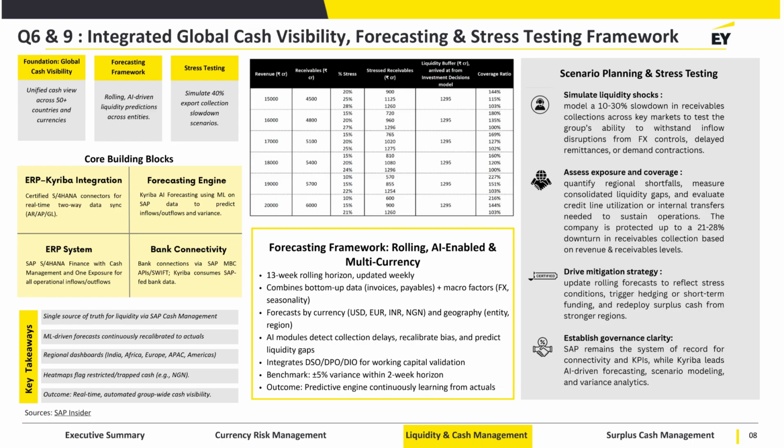Hence, with a solid base in cash visibility, with our solid ERP systems through S/4HANA, an integrated forecasting framework with Kyriba AI, and a stress testing model in order to protect us against receivable downturns, we manage cash visibility, forecasting, as well as stress testing framework, which helps improve overall liquidity positions.